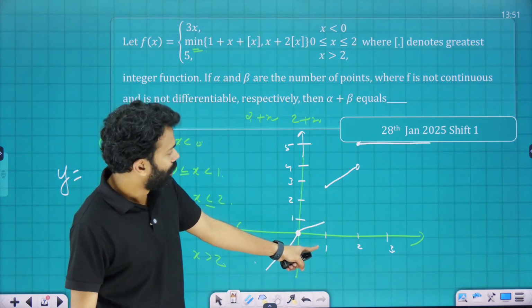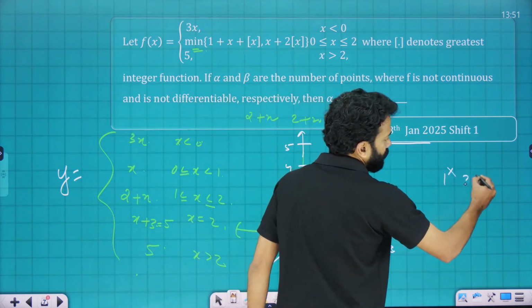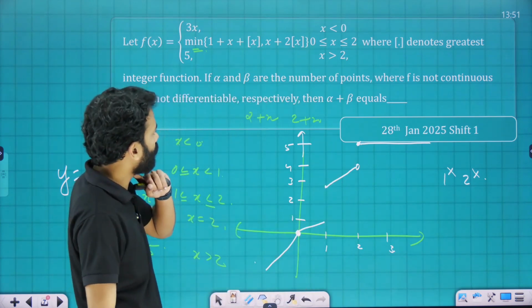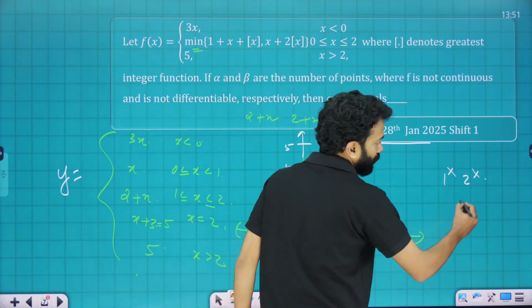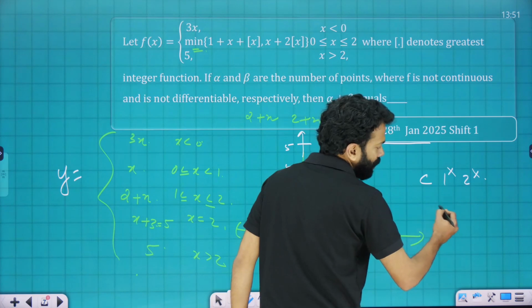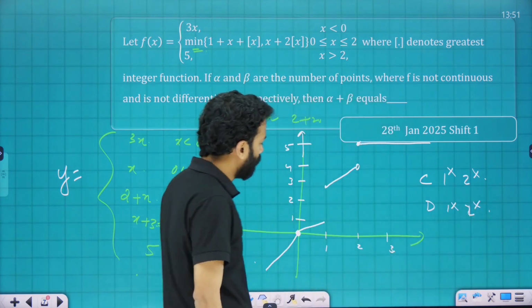Okay, so at which points is the function discontinuous? At 1 and 2, it is discontinuous. At how many points? 2 points. Therefore, it will not be differentiable at these 2 points also. Since it is discontinuous at these 2 points, it is not differentiable at these points, that is, at points 1 and 2.